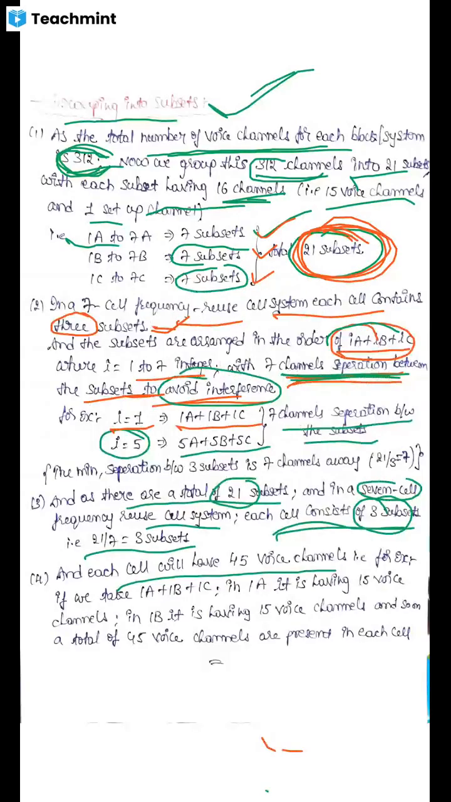So based on this, I had already told you that each cell has three subsets, and each subset has 15 voice channels. For example, if a cell has 1A, 1B, 1C, then 1A has 15 voice channels, 1B has 15, and 1C has 15. A total of 45 voice channels are present in each cell. Clear? This is how we group the voice channels into subsets. This is how frequency management is done.